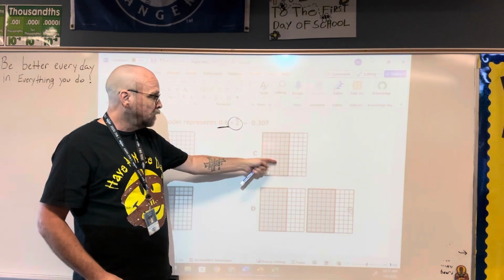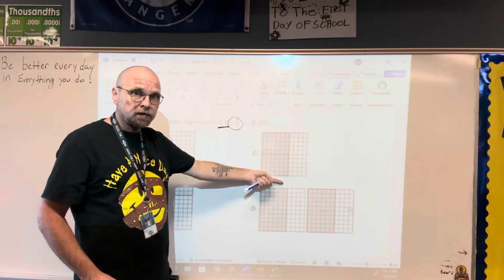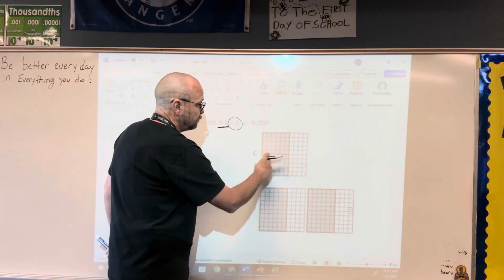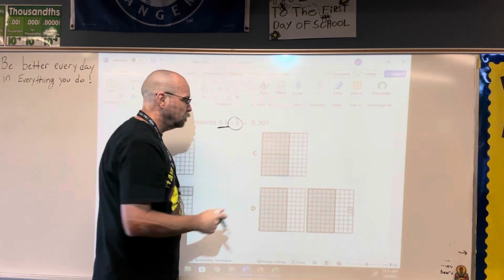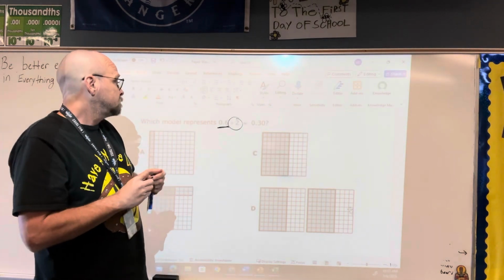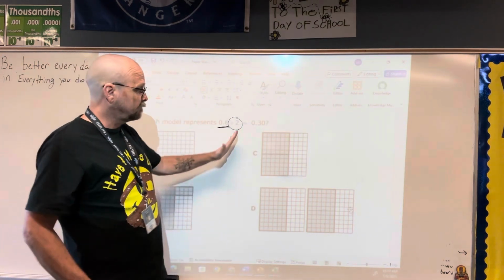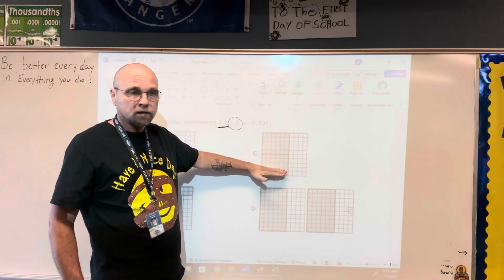So this is the one, it starts with 6/10 shaded in. You'll notice that it's divided into 2 equal groups. Each of these groups is equal. So 6/10 divided by 2, the picture is going to look like this.